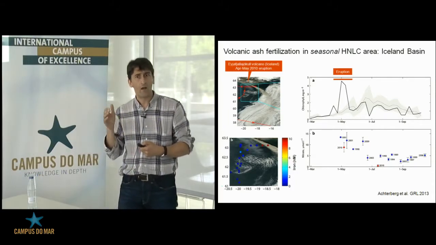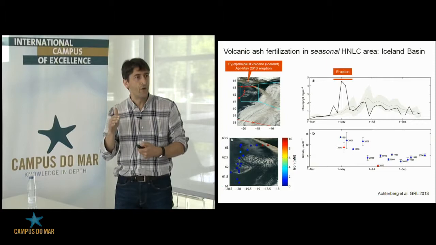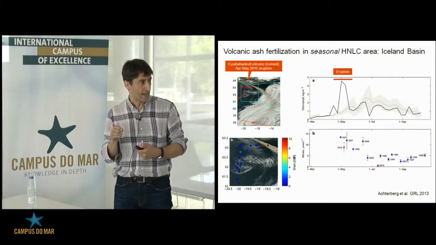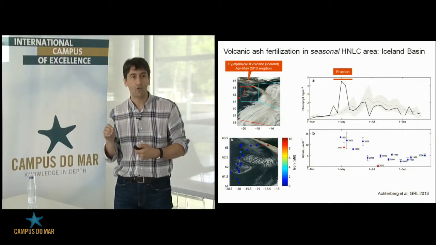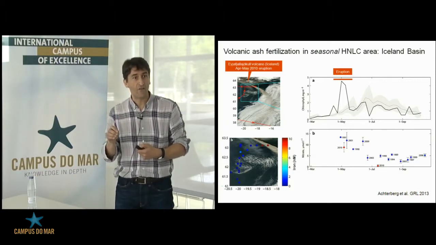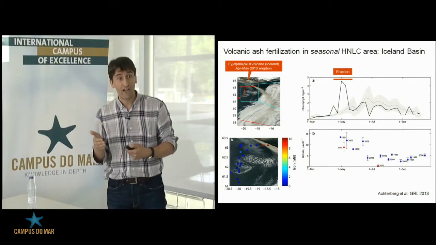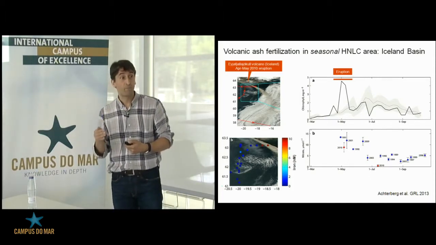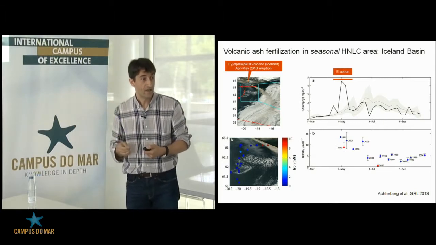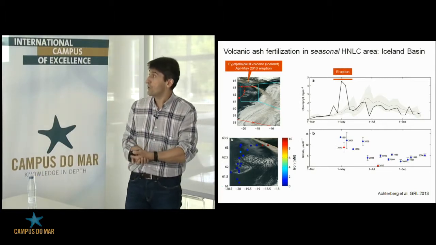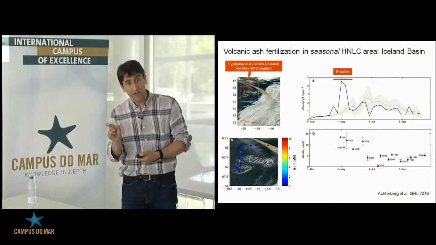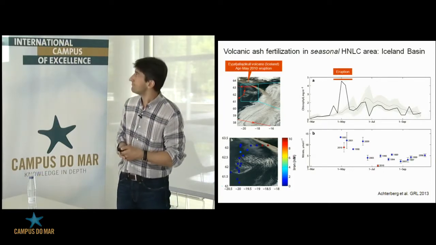This is a relatively little known HNLC region. This region, the Icelandic Basin, is a region in which you can easily have relatively large amounts of nitrate and phosphate after the spring bloom that are not depleted. And the reason is, as Mark Moore and others have shown, that there is iron limitation. So it's an example of a seasonal HNLC condition.